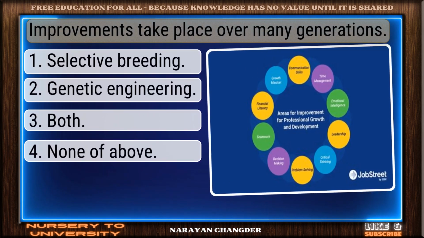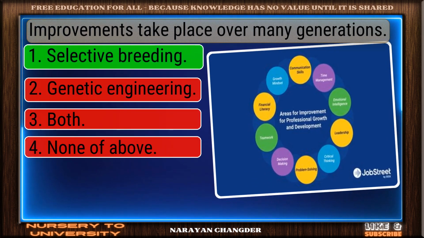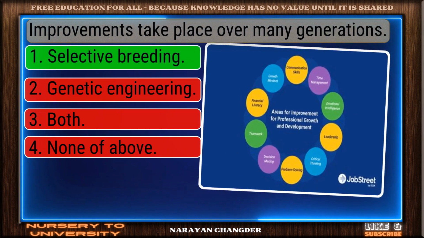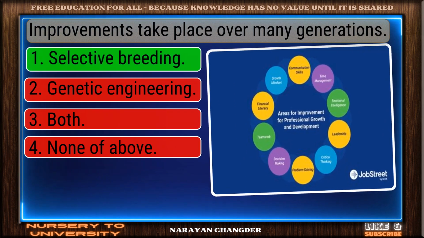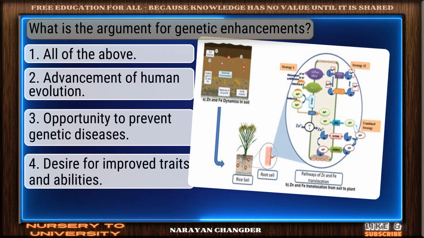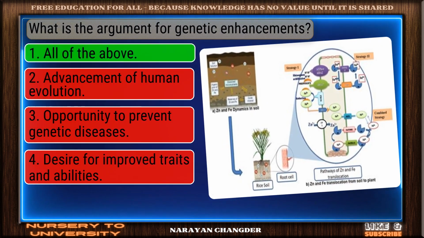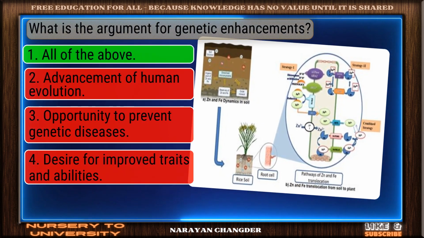Improvements take place over many generations. You're right. Selective breeding is the correct answer. What is the argument for genetic enhancements? Right choice. All of the above is the best answer.